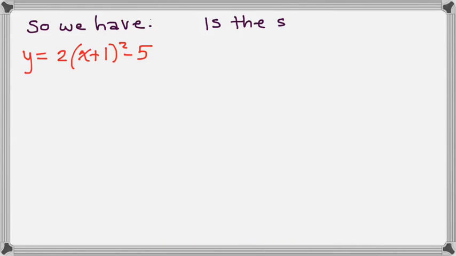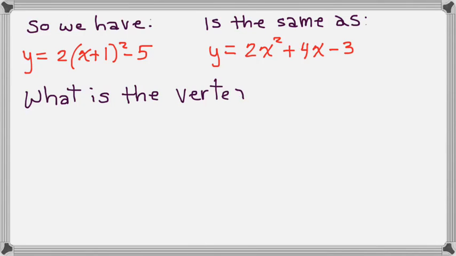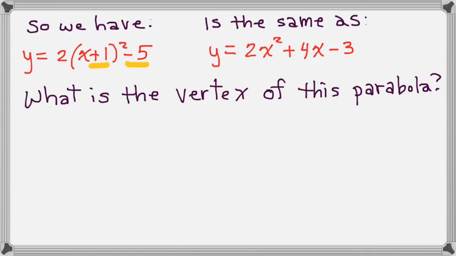y equals 2 times (x plus 1) squared minus 5 is the same as the quadratic in standard form of y equals 2x squared plus 4x minus 3. So what is the vertex of this particular parabola? It doesn't matter which graph you look at, but which one's easier to see the vertex? Well, remember, we have our vertex visible in that form. So what do we get? (-1, -5) is the vertex.